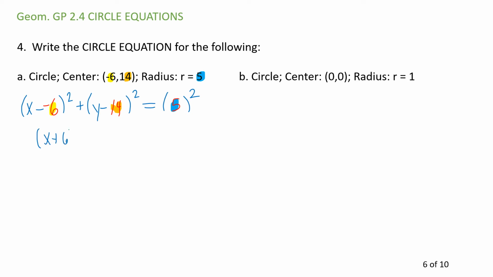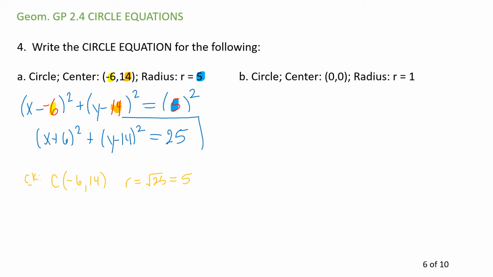So it's x plus 6 squared. And, you know, I like to check. The center of the circle that I just created is negative 6, positive 14. And the radius is the square root of 25, which is 5. Well, is that what I wanted? Negative 6, 14, 5. Looks like it is. So I can put a box around it with confidence.